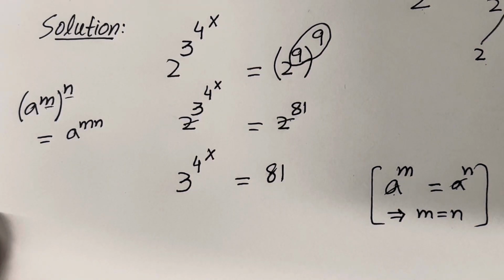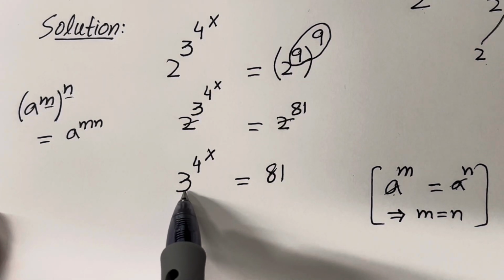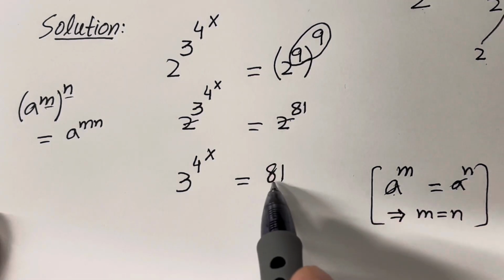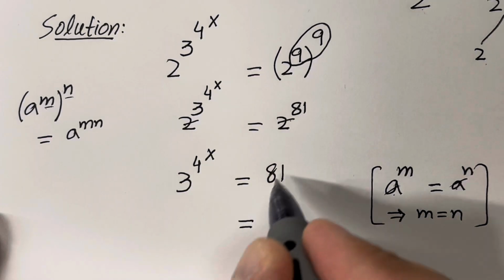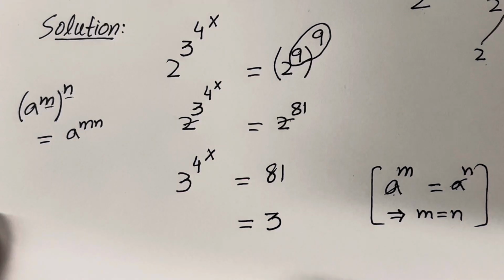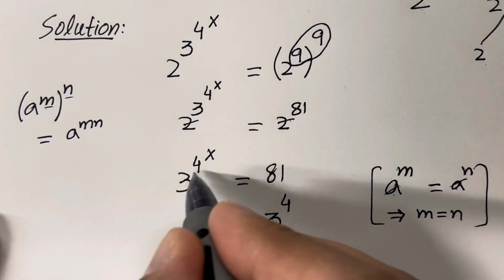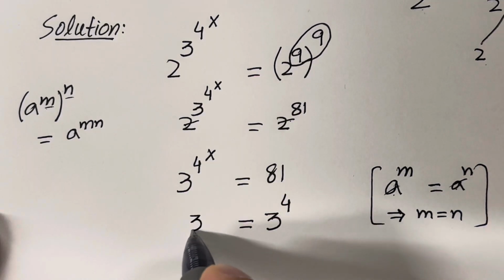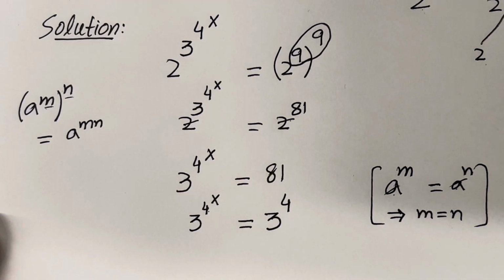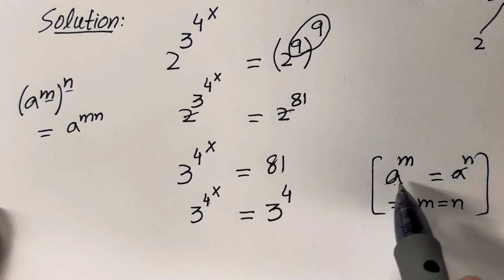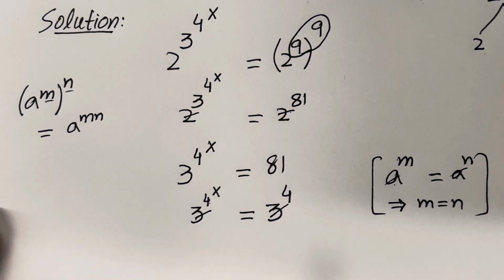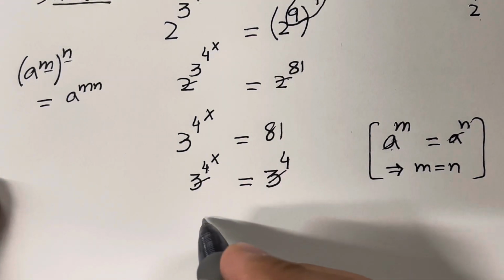If you look here, the base on the left hand side is 3. So can we write 81 as some power of 3? The answer is yes. 81 is 3 raised to the power 4, and we keep the left hand side as it is: 3 raised to the power 4 raised to the power x. Similarly, again use this property: since the bases are equal, cancel these bases. So the exponents must be equal.